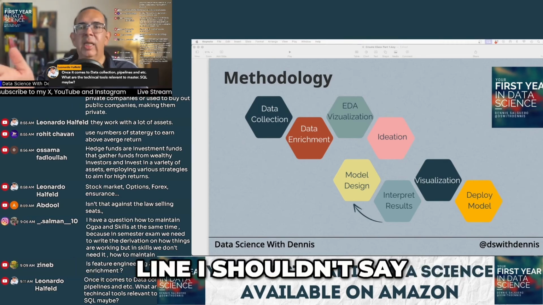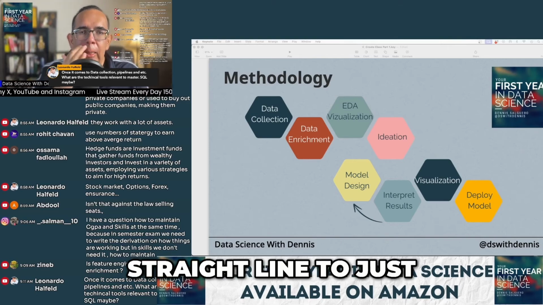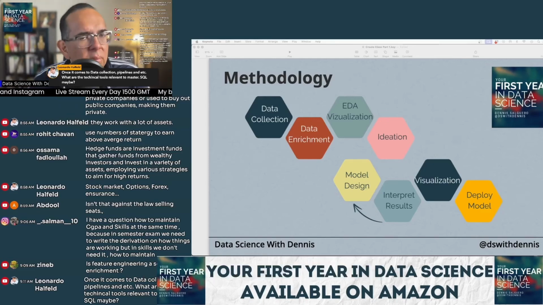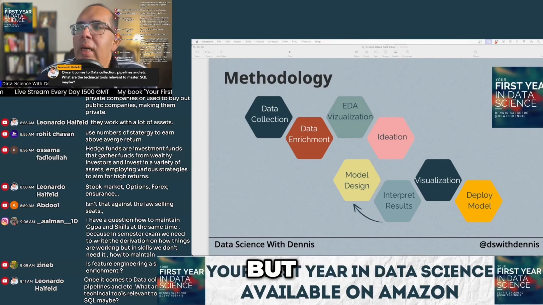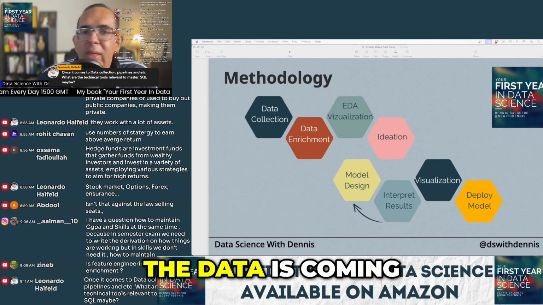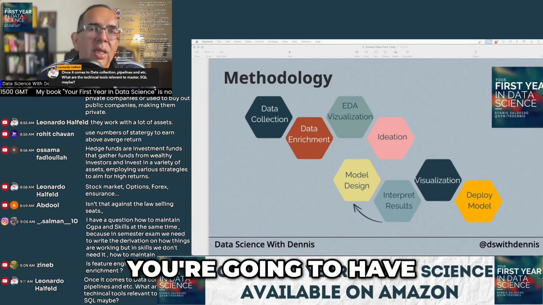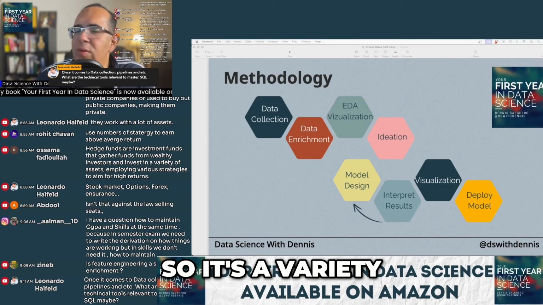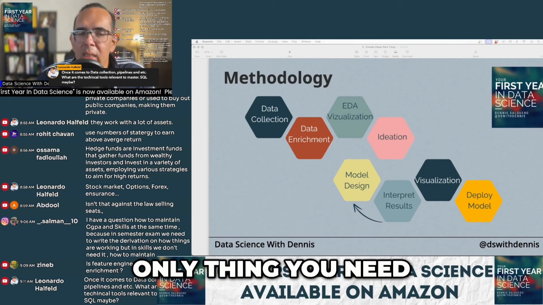It's never a straight line. I shouldn't say never. It's rarely a straight line to just be able to say, oh yeah, sure, here's the data, go to it. That just doesn't happen. So yes, SQL is important, but so is Pandas, so you can read the CSVs. Or maybe the data is coming from an API, so you're gonna have to know how to work that API. You're gonna have to know how to read PDFs, in the PDF libraries. So it's a variety of things, Leo. SQL doesn't hurt, but it's not the only thing you need.